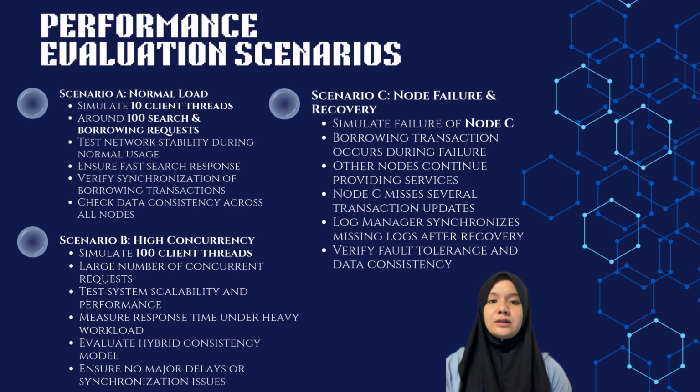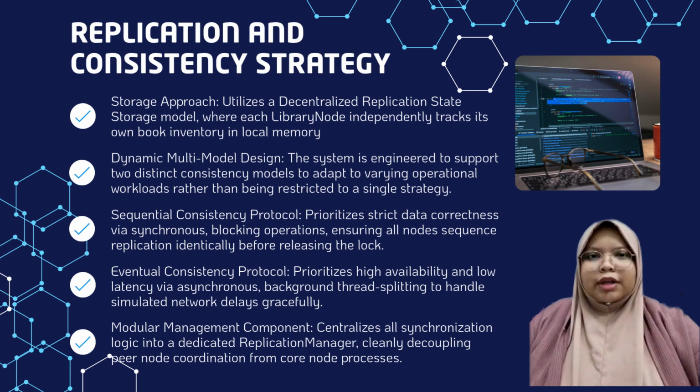Scenario C, node failure and recovery. In scenario C, we test system reliability. Node C is disconnected during an active transaction. While it is offline, the other nodes continue to operate normally. When node C reconnects, the system automatically synchronizes missing data using a recovery process. This shows that the system is fault tolerant and can recover without losing important information.